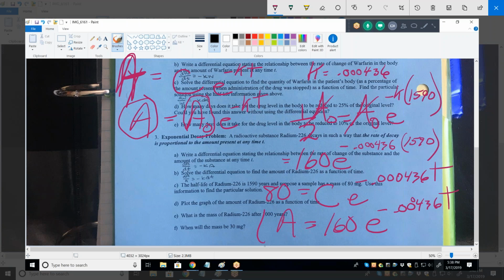In other words, that's what I think of when I hear particular solution, is that I've solved for C and I've solved for K. And I guarantee you, if you plug in 1590 years, the amount is 80, because that's how we got K. So we know that whatever that coefficient is in front of e, when t is 1590, A goes to half that number.